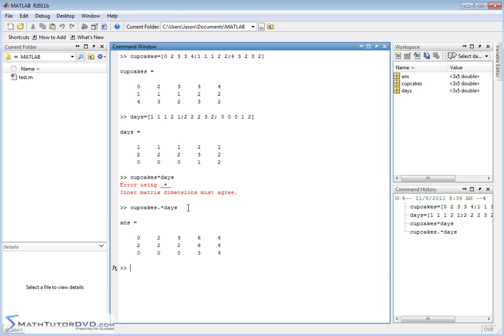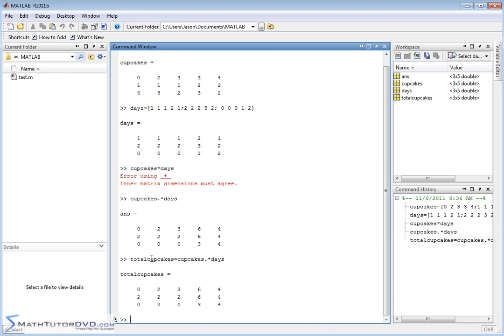So let's hit enter. We get a matrix back. I can do total cupcakes equals cupcakes dot times days. Okay, so now I have the total number of cupcakes each person brought.